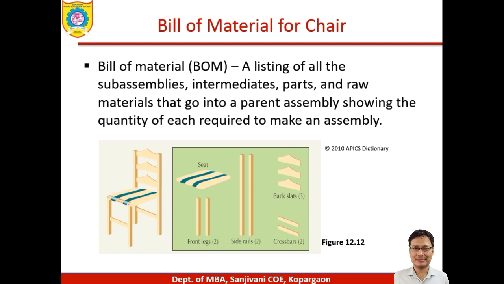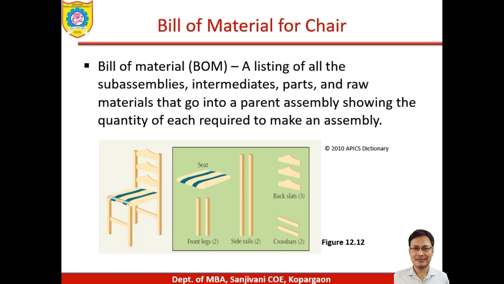To understand the concept further, let us take an example of a chair. By looking into this picture, we will come to know how a bill of material will look like when we take a chair as an example of a product. So if we list down all the parts and components and assemblies or sub-assemblies of a chair, then it will look something like this.